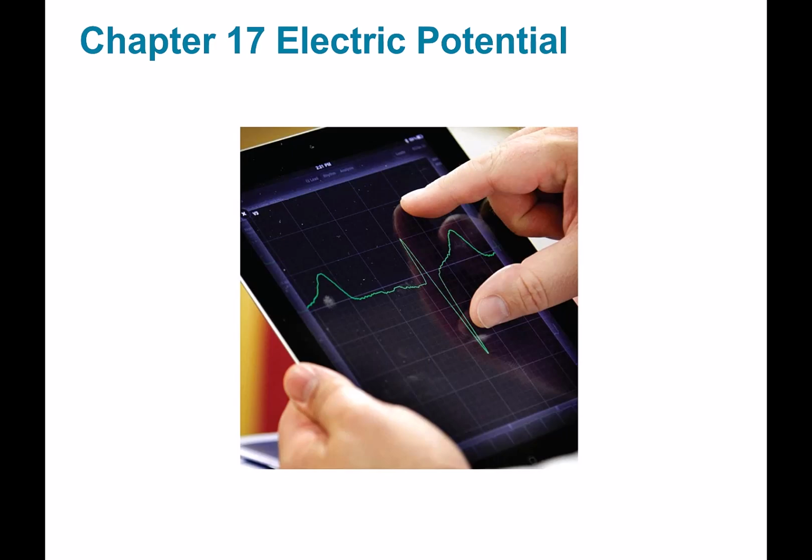In Chapter 17, Electrical Potential, we are going to talk about electrical potential energy, voltages, equipotential lines, capacitors, dielectrics, and energy stored in capacitors. Two of the most familiar aspects of electricity are its energy and voltage.